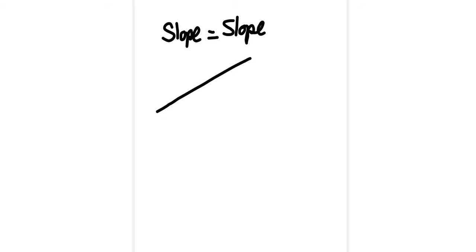Hey, Esther, parallel and perpendicular lines. I love this stuff. And I want to just give you a quick recap. You are correct: when the slopes are equal, slope equals slope, then lines are going to be parallel because they have the same tilt. If they have the same tilt, they have the same slope.